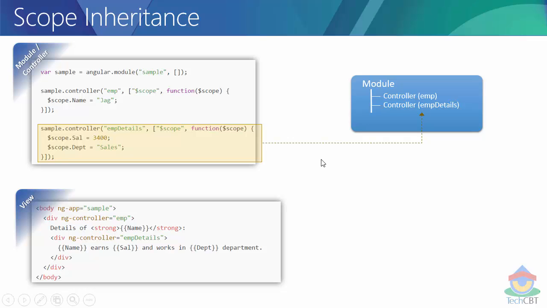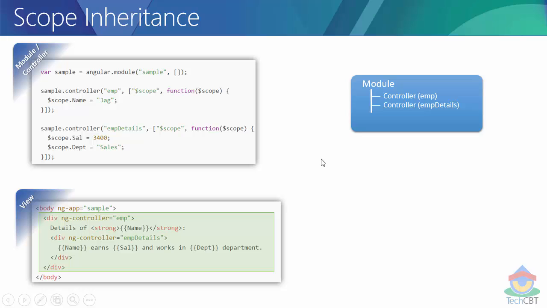The next part is the view itself. Here you can see I have highlighted a particular block of code which is available as part of the view. We already know what exactly ng-app does. The ng-app is essentially the starting point of our AngularJS application, and currently it is attached to our module called sample. Now this is the most interesting block.